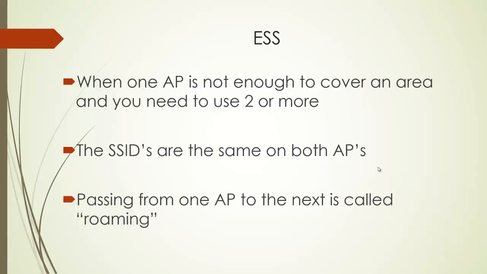All right, an ESS, when one access point is not enough to cover an area. So let's say you've got a doctor's office and you have this doctor's area, and obviously it's too big for just one access point. You've got to have 2 access points. So the SSIDs are both going to be the same on both access points. And when I pass from one AP to the next, it's called roaming. So if I roam between the access points, the SSIDs are going to be the same, so I don't have to reassociate or join the network, that kind of thing. But I will associate with a new access point when its signal is stronger.